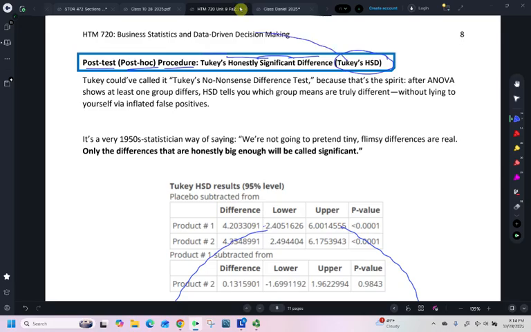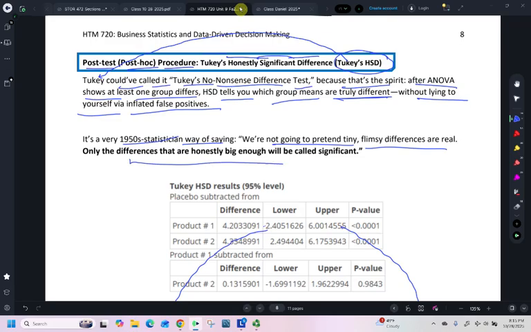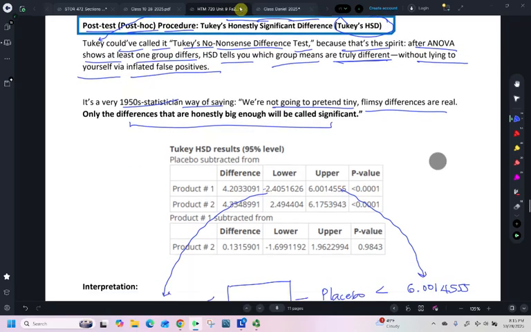You see, Tukey, a statistician, could have called it Tukey's no-nonsense difference. Why? Because that's the real spirit here. Because after ANOVA shows that at least one group differs, HSD tells you which groups are truly different without lying to yourself through inflated false positives. It's the 1950s statistician's way of saying that we're not going to pretend that a tiny, flimsy difference is real. We're only interested in differences that are statistically significant.